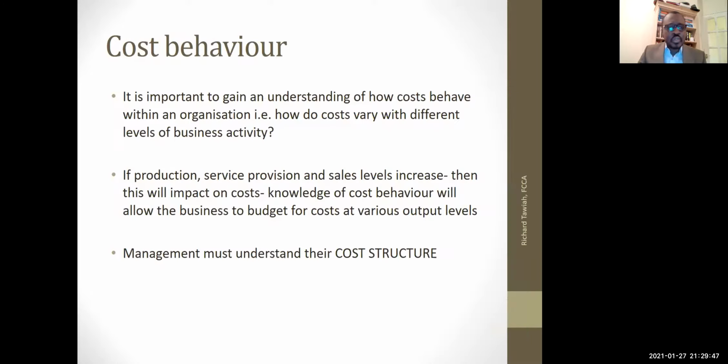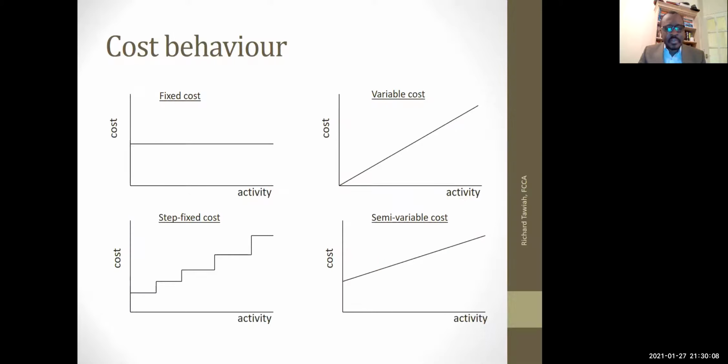All right. So the next thing we need to look at is, what are these costs? Costs behave in a certain way. Do they remain the same, or do they change in line with the activity level? When they change due to activity level, how do we classify them? All right, so look at these graphs. Fixed costs remain fixed regardless of activity level. Variable costs will change once activity level rises.